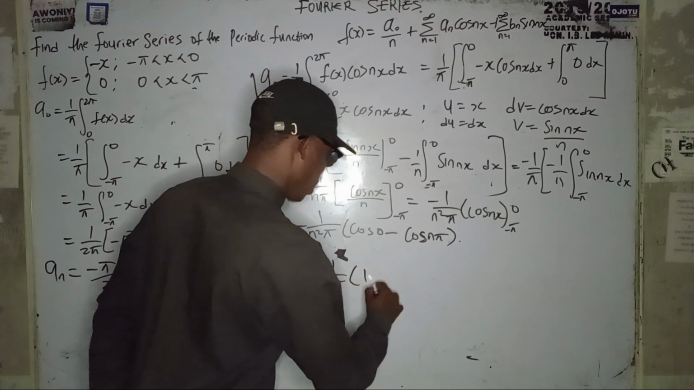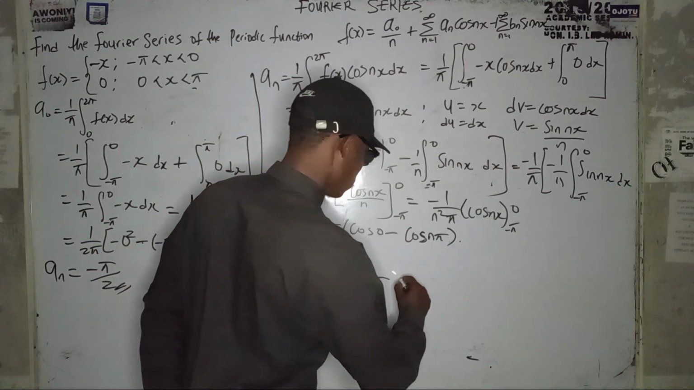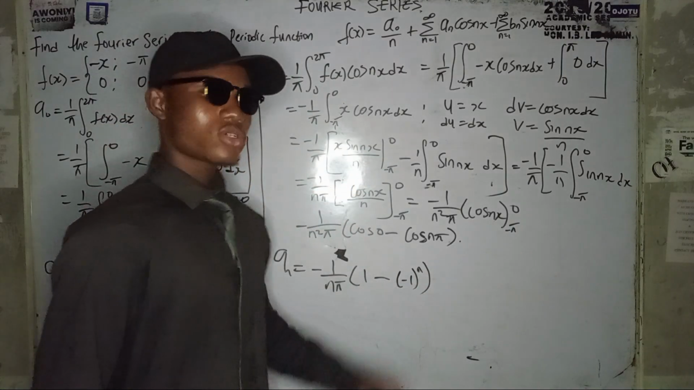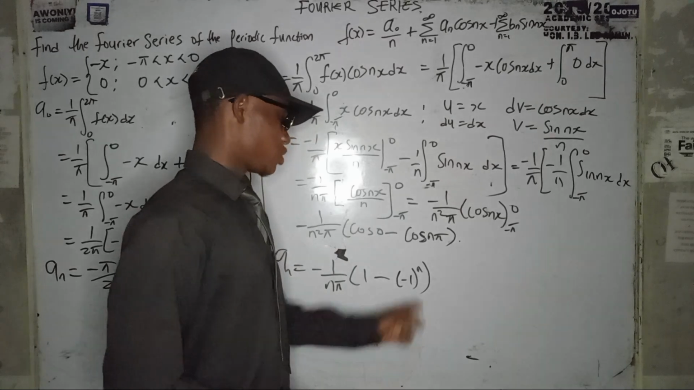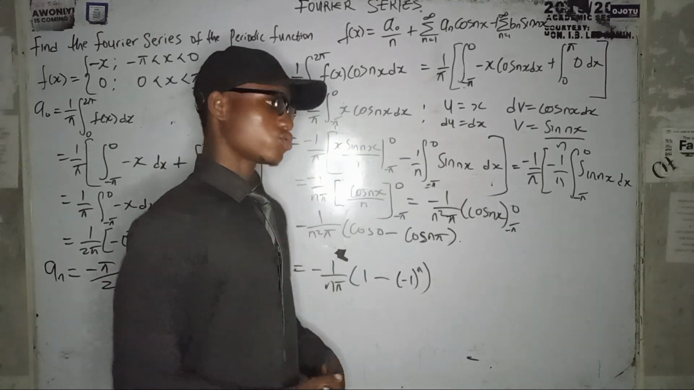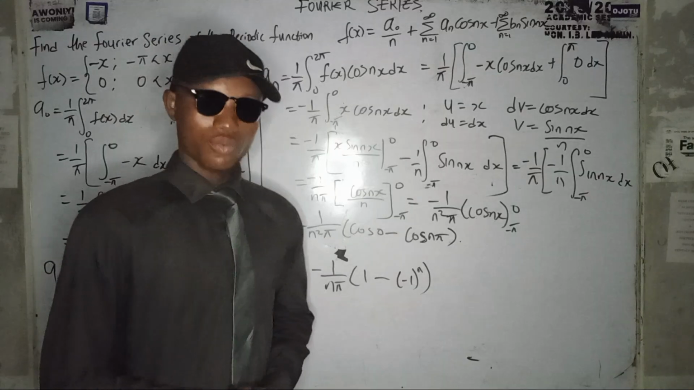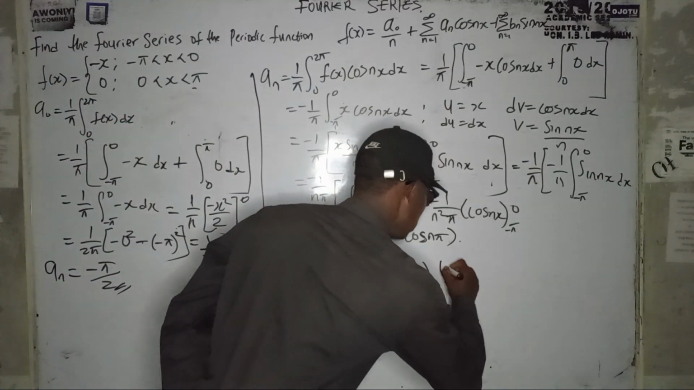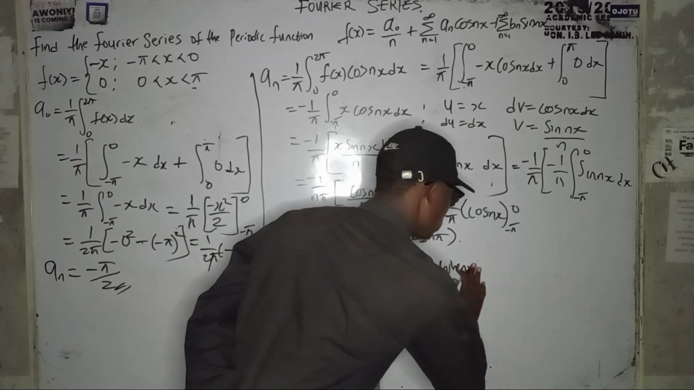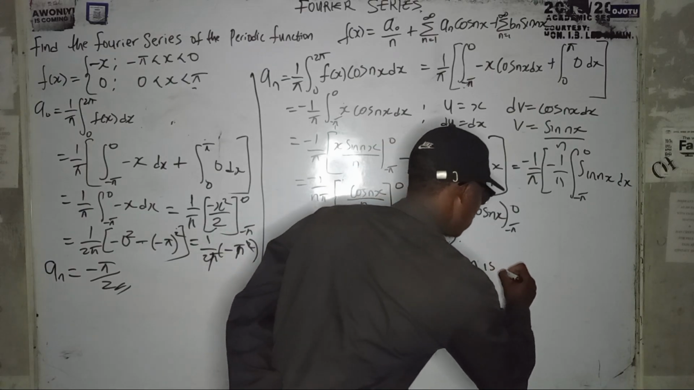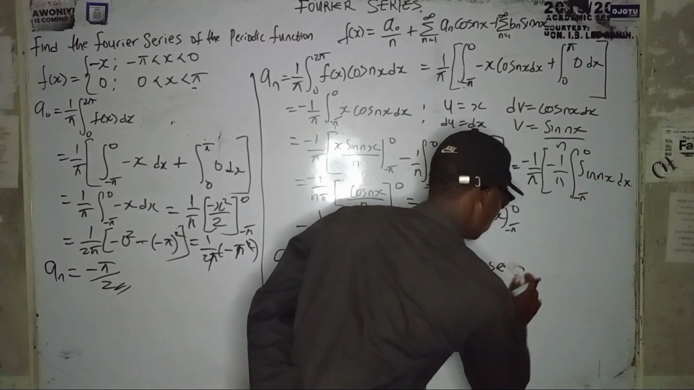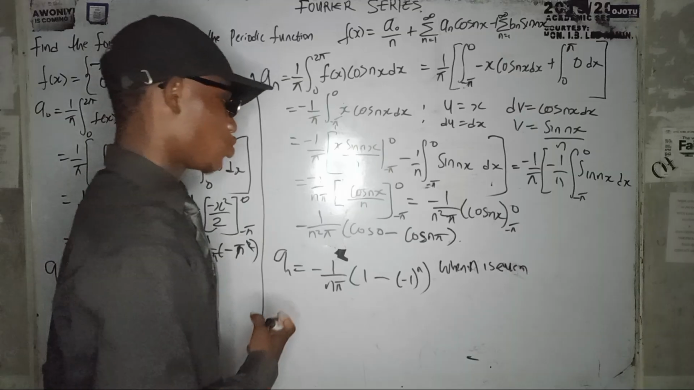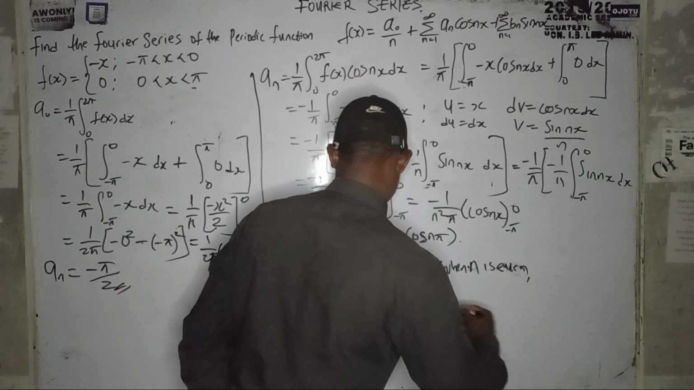Then we have 1 minus, we know the formula here, minus 1 raised to the power n, and we close it. Now here we cannot just assume that n is an even number or an odd number. So we have to calculate for when n is even and when n is odd. When n is even, like 2, 4, 6, 8, and so on, we are going to have a of n.